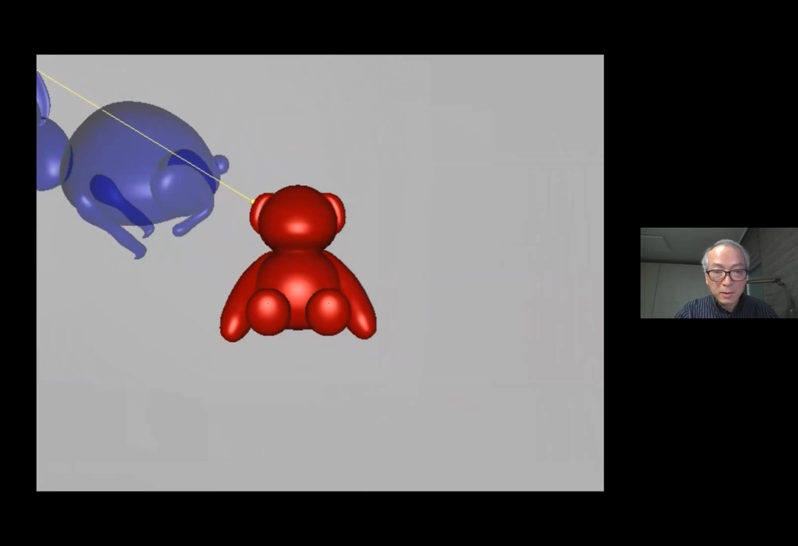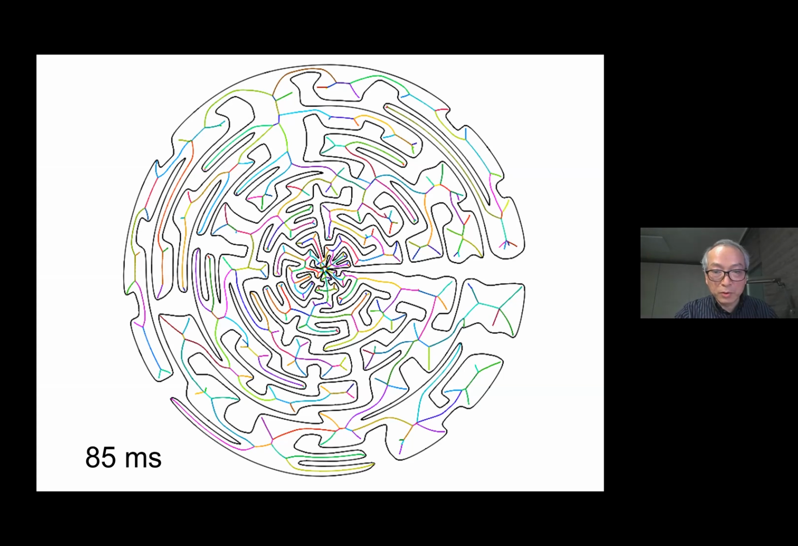And then we have application to planar geometry models. So we have a very, very complex planar region, and then we have the construction of the medial axis in 35 milliseconds. This is the result from 2016.